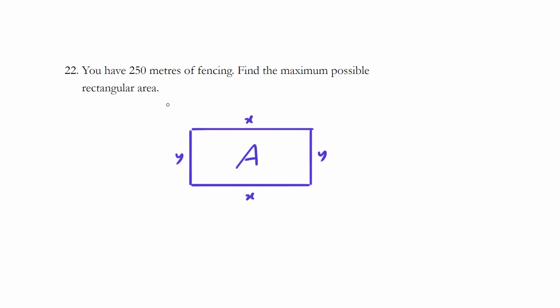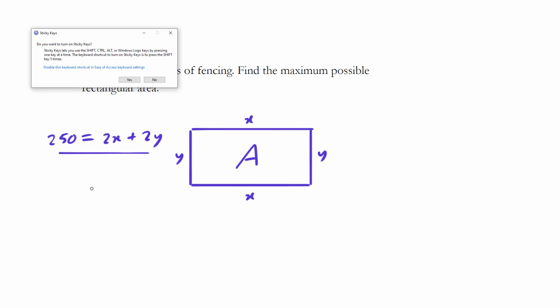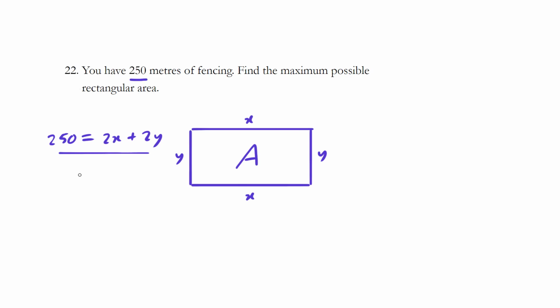Now what do we know here? We're not given the area, but we're given the perimeter. The perimeter, the outer edge of this fencing is 250. So 250, the perimeter, is equal to x plus x, which is 2x, and then y plus y is 2y. This is just an equation. We can divide by 2 if we want. So let's divide by 2. 125 equals x plus y.